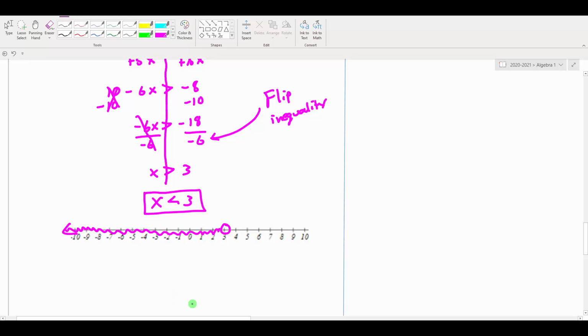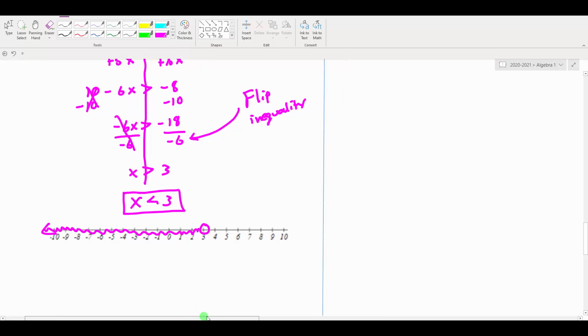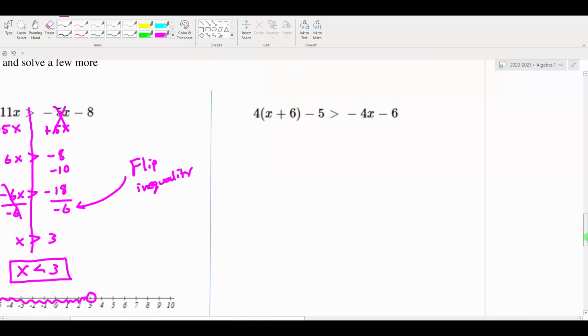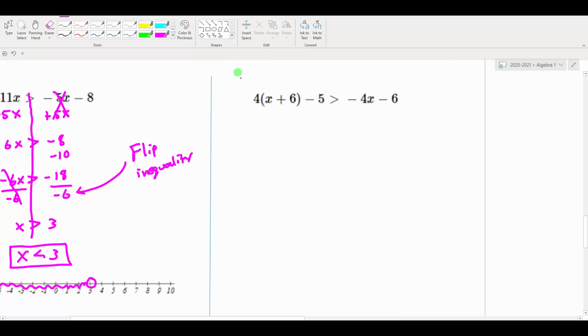Okay, that's all there is to it. Not too hard. Just make sure you check for that flip. That's the biggest thing. Students miss it all the time. It frustrates me.